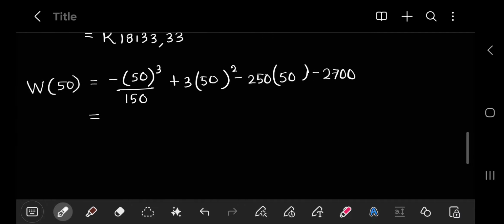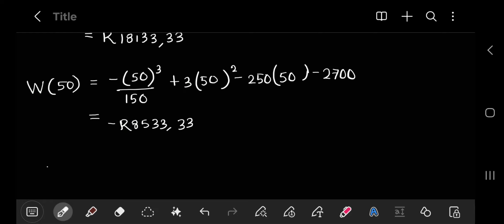So you guys, something weird goes on here. We get a negative value and we do not want a negative profit in any business. So obviously, producing 50 bicycles per week actually puts them into a loss. So between 50 and 250, the number of bicycles that gives them the maximum profit is 250 bicycles.